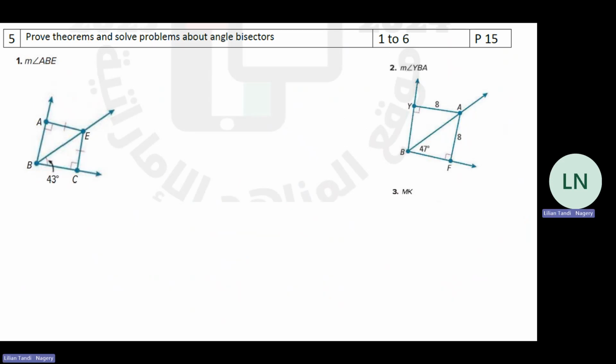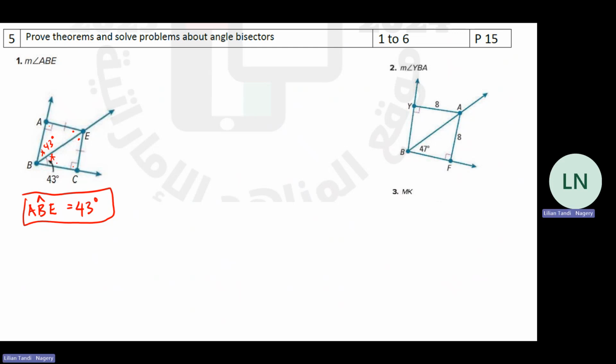Now we need to prove. What are we proving? We want to find angle ABE. So angle ABE should be here. These triangles are similar. Yes. I have 90 here, 90 here. And this is going to be the same. So also this is going to be the same as this. So here is 43 degrees. So angle ABE must be 43 degrees. And I box my answer.